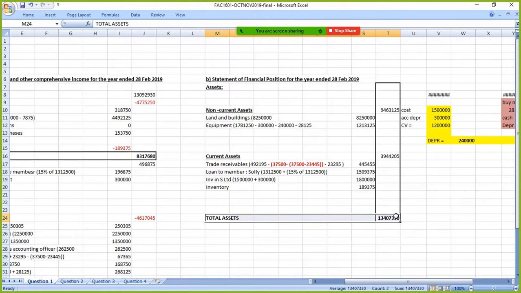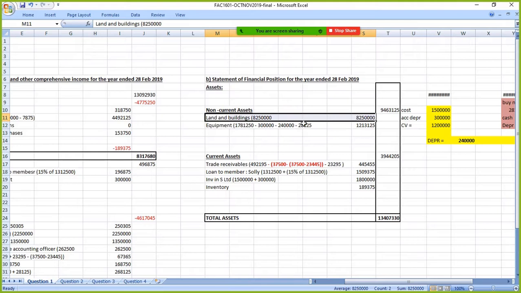Right, same answer there. You got 134073. I got 113. Ooh, what didn't you do right? Land and building, same figure. Nine was yes, land. So non-current, I got the exact same thing. Equipment, same figure. Current, yes. Trade receivable, same figure. Trade receivables, I got 107955. Ooh, no. That's wrong. All right, the mistake is here.